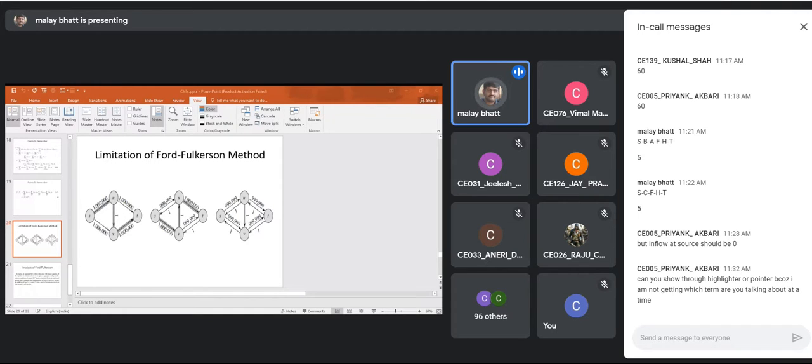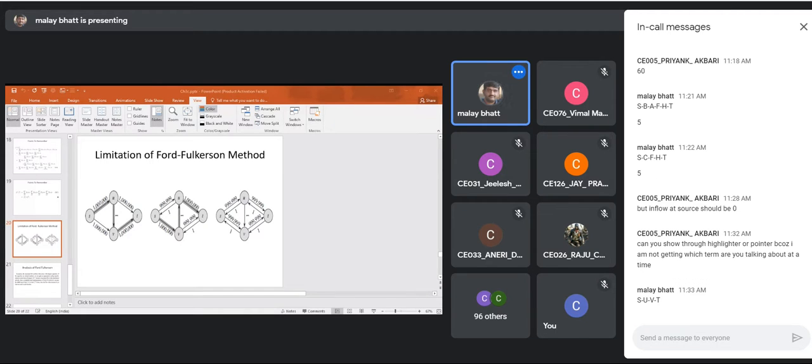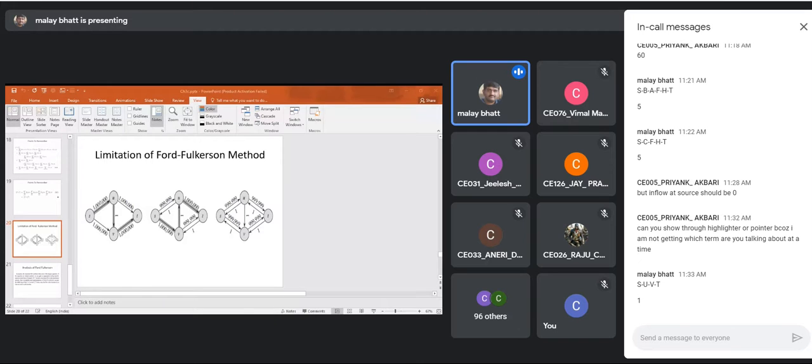So I'm using S to U, U to V, and V to T here. When I'm taking this path, the flow value will increase by 1. Because of that, the residual graph will be generated in the second picture, right?